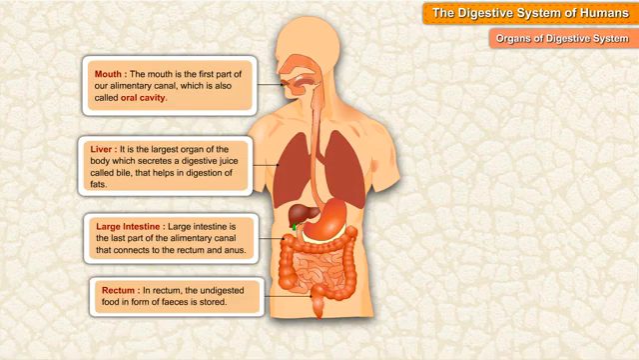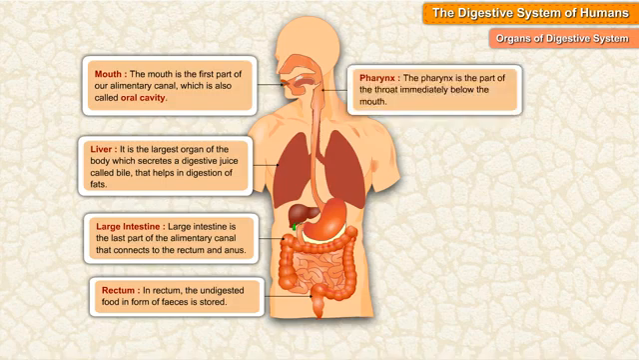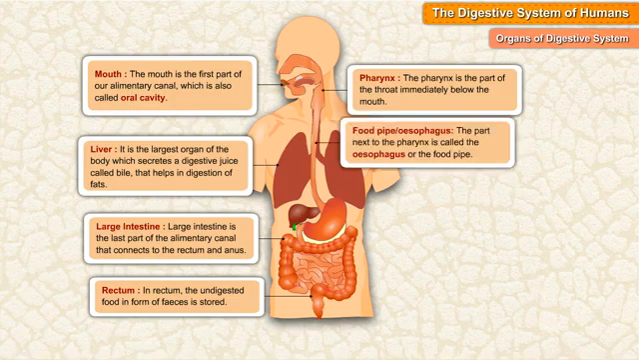We cannot digest some parts of the food, like the fiber in fruits and vegetables. These pass from the small intestine into the large intestine. The large intestine absorbs leftover water and minerals. The semi-solid waste then passes to the rectum. It is stored there for some time before leaving the body through the anus.